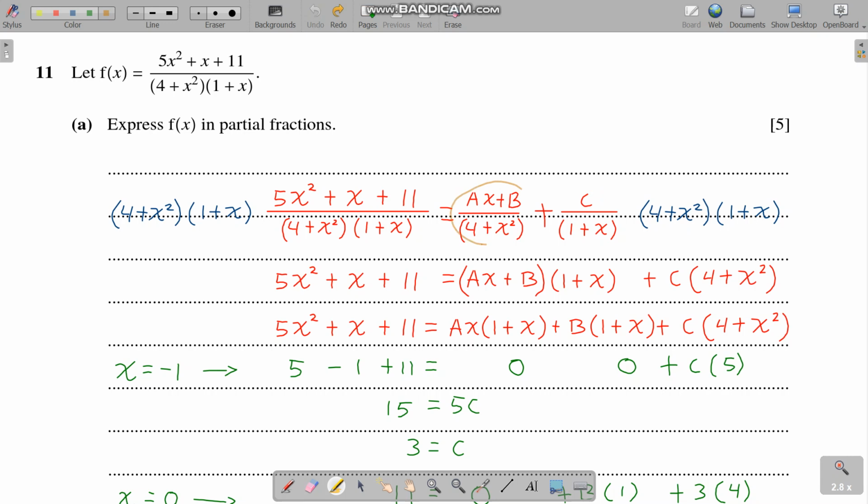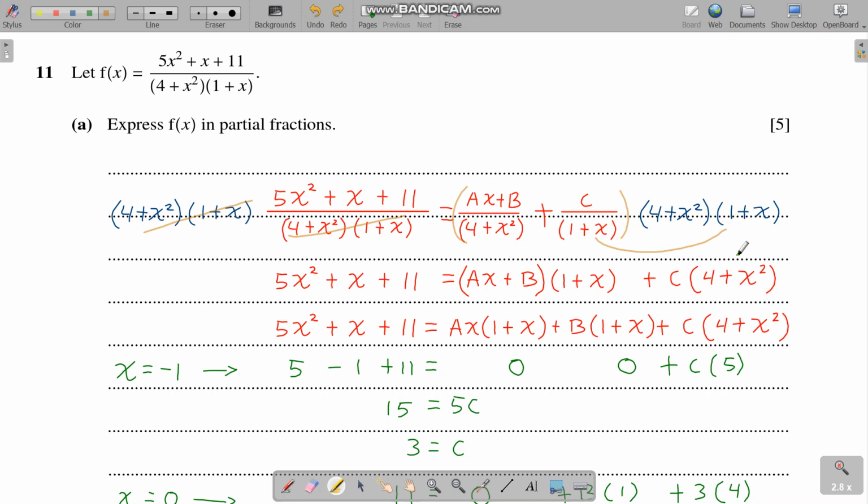After you identify the forms, we multiply both sides by the denominator. On the left they cancel out, and we have only the numerator. On the right, when we multiply, we cancel out and get only ax plus b times 1 plus x. This is what we get. And then you multiply c times this, we cancel out, which means we have c times 4 plus x squared.